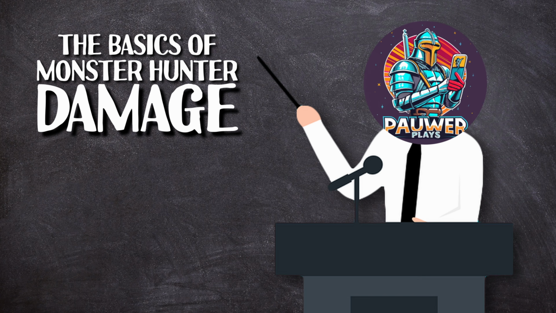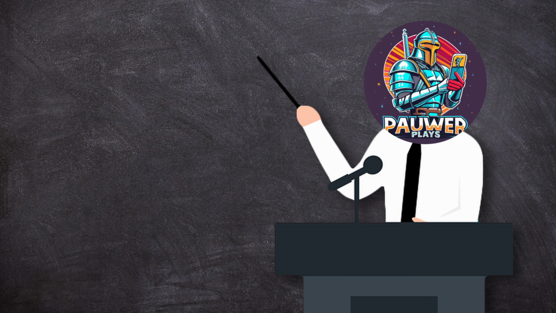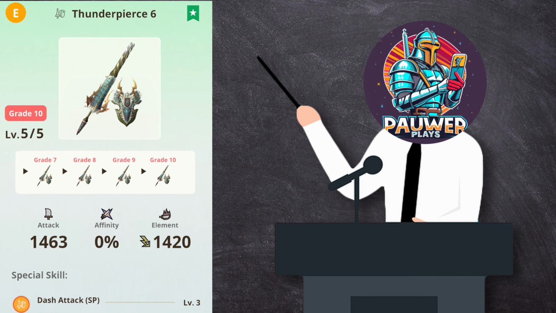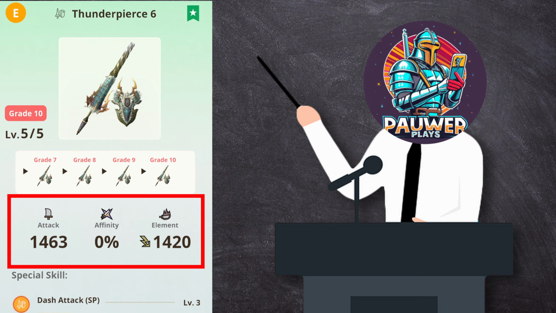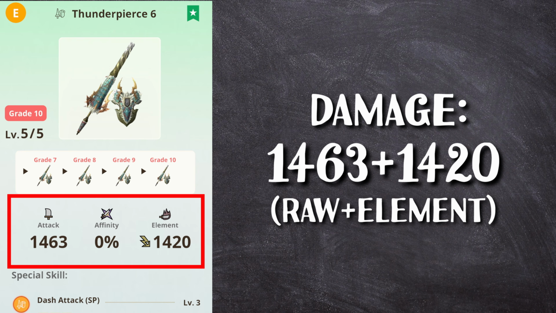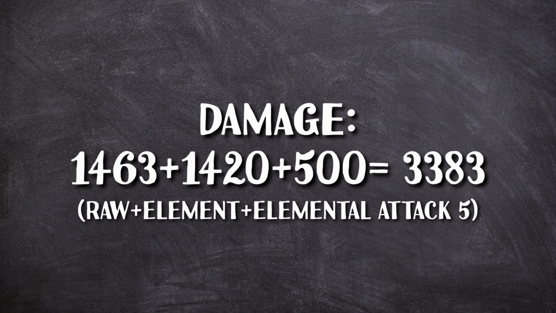Now, damage basically boils down into two things: your raw and elemental attack power. If we take a look at our weapons, we will see that it has raw and elemental stats. If the monster you're hunting is weak to that specific element, then the total damage you will be dealing is the sum of your weapon's raw attack power plus its elemental attack power. Then if you have elemental attack skills in your build, it just adds it on top of your weapon's elemental stat. But if you're hunting a monster that is not weak to your weapon's element, then you're only dealing the weapon's raw stat.